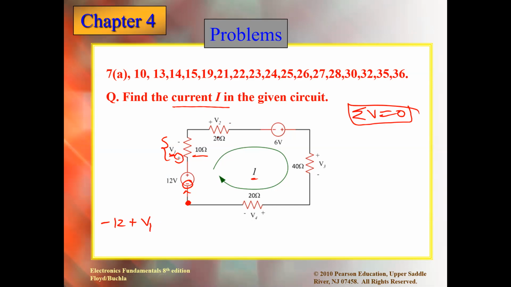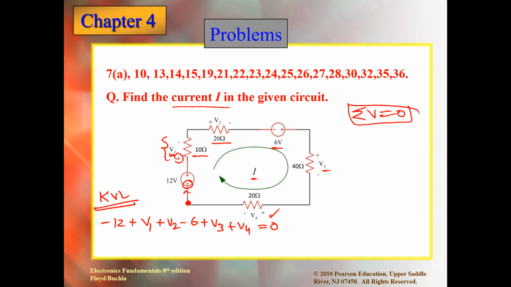Now next, how much is the drop here? And what is the sign? Plus V2. Then here minus 6. And here plus V3. Then plus V4. And then finally, all equal to 0. This is what we call the KVL, Kirchhoff voltage law equation, right?